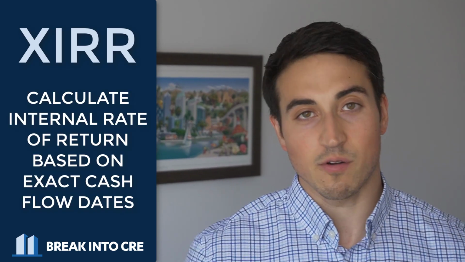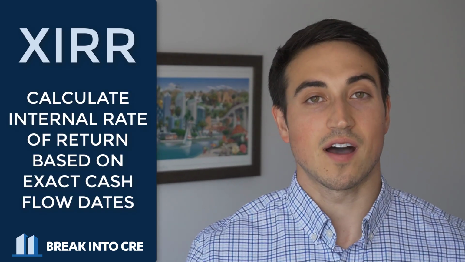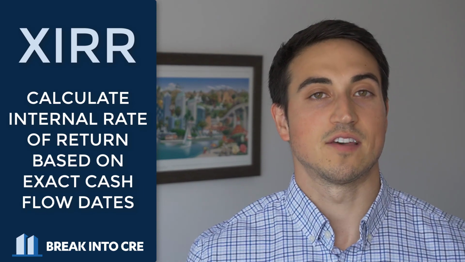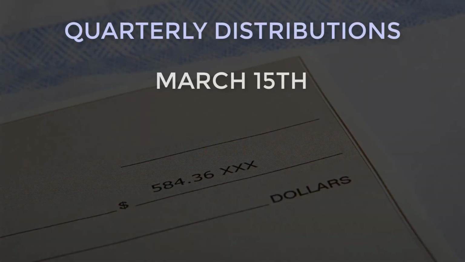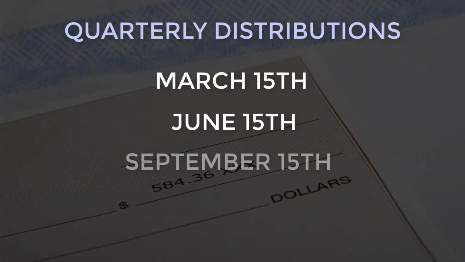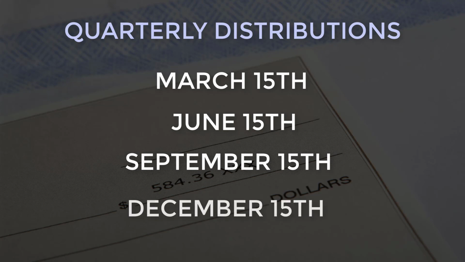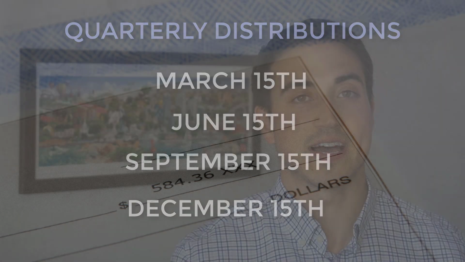So as a solution, Excel has created the XIRR function. And the XIRR function allows you to calculate that internal return based on the specific dates that those cash flows occur. So if you're investing in a deal and you have quarterly distributions being paid out on March 15th, June 15th, September 15th, and December 15th of every year, Excel is going to recognize the timing of those cash flows rather than just assuming that they occur on December 31st of each year.